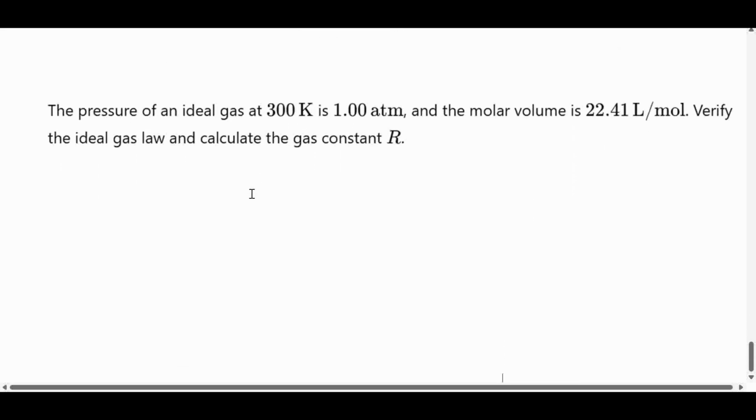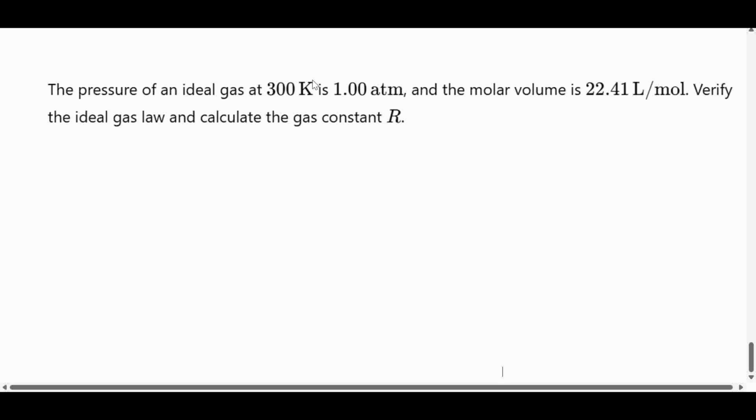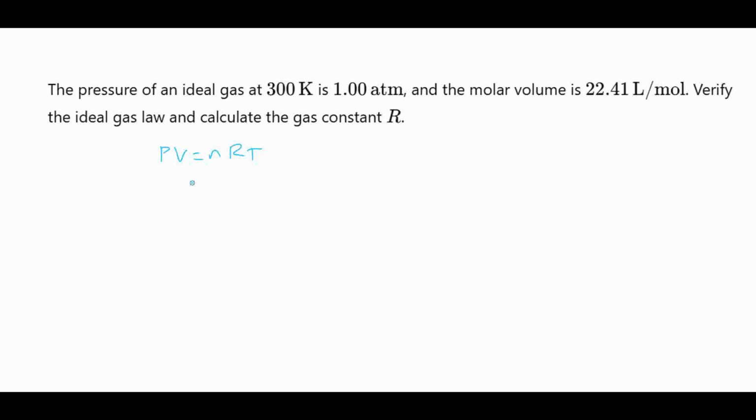Now this one is quite interesting. Here we are given the ideal gas pressure at 300 Kelvin, which is 1 atmosphere, and also the volume of 1 mole of gas. Now we have to verify the ideal gas law and calculate the gas constant from this. We know that the ideal gas law is PV equals nRT. When we use 1 mole, P times the volume of 1 mole of gas is equal to RT.